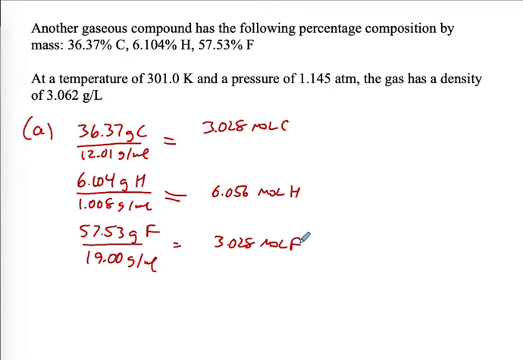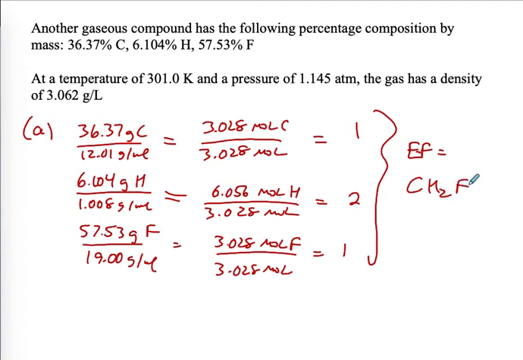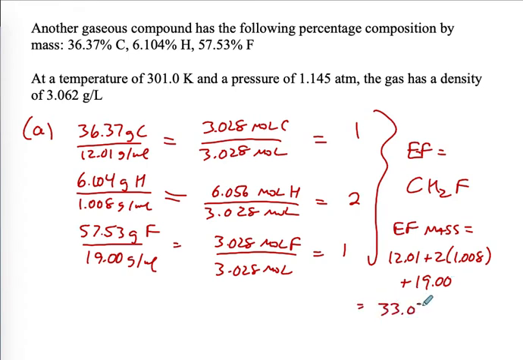What's the next step in going from the moles of carbon, hydrogen, and fluorine to the empirical formula, the simplest ratio by mole? Of course, we divide them all by the smallest. So we'll divide them all by 3.028 moles, to give me a ratio of carbon to hydrogen to fluorine of 1 to 2 to 1 by mole, or an empirical formula equal to CH2F. Now we know we're going to need the empirical formula mass eventually, so let's just go ahead and calculate it now. The empirical formula mass will be equal to the molar mass of carbon plus 2 times the molar mass of hydrogen plus the molar mass of fluorine, or 33.03 grams per mole.